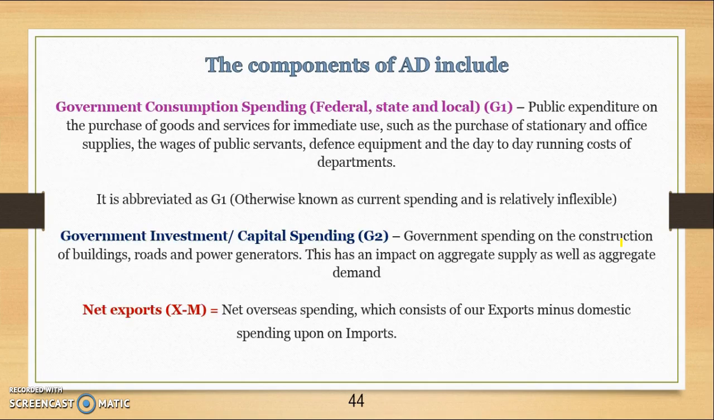Government spending includes all government spending, whether that be on purchases of stationery, public service wages, defence equipment, as well as more capital spending, which is spending on things like roads and buildings and power generators and all the money that they spend on those areas. And lastly, it's net exports, so net overseas spending, which is our exports, what we sell to other countries, minus the amount that we import. And that gives you your total demand for Australian goods and services.